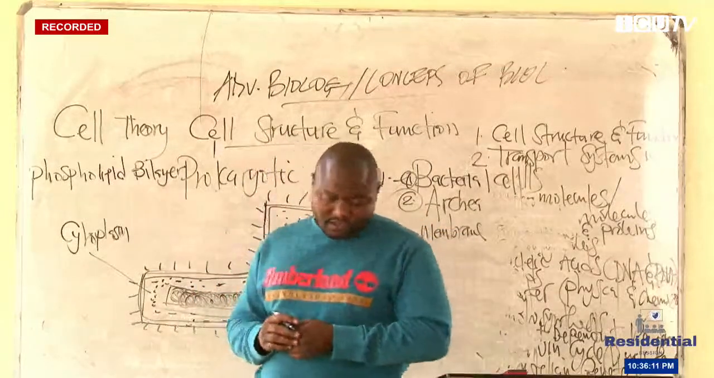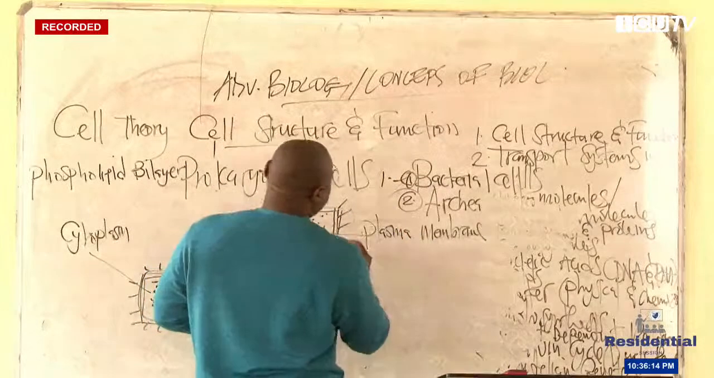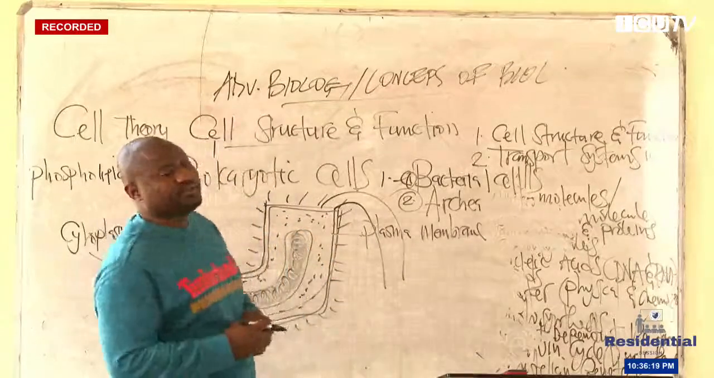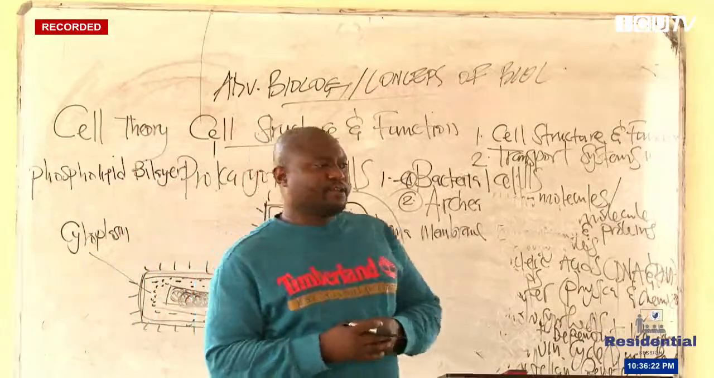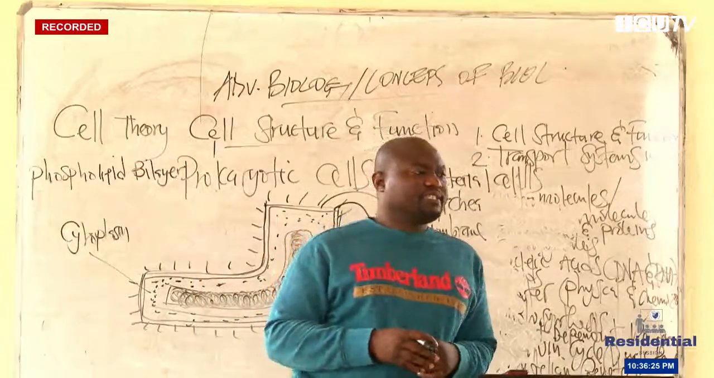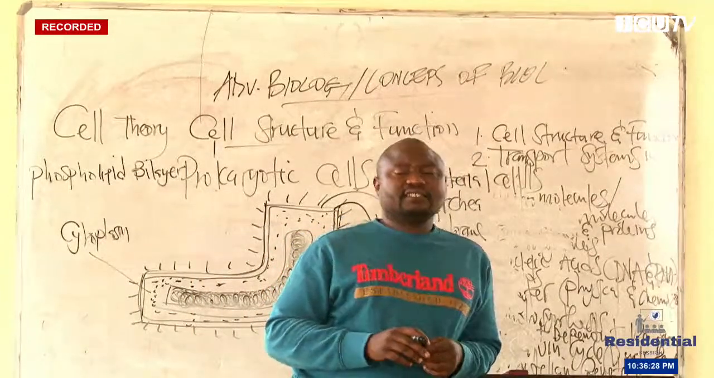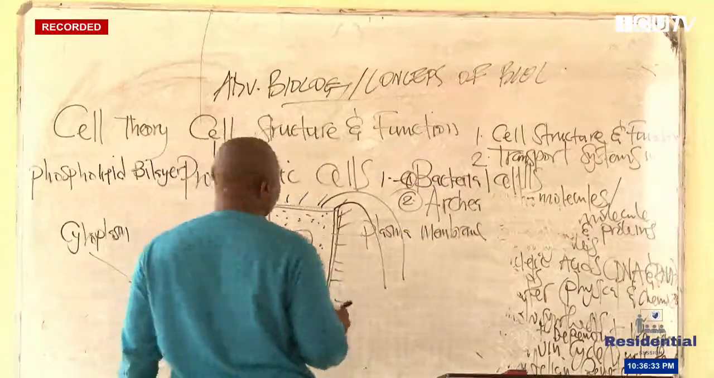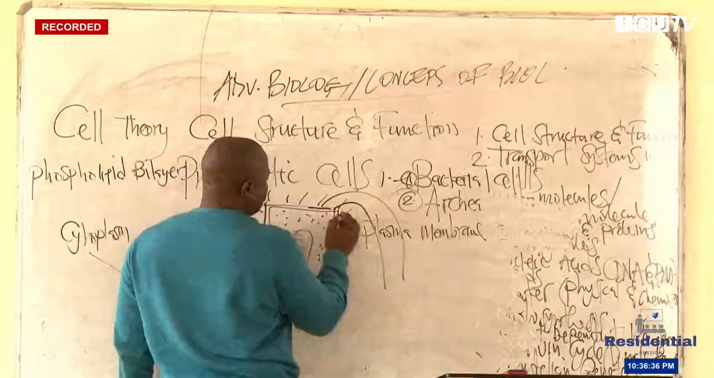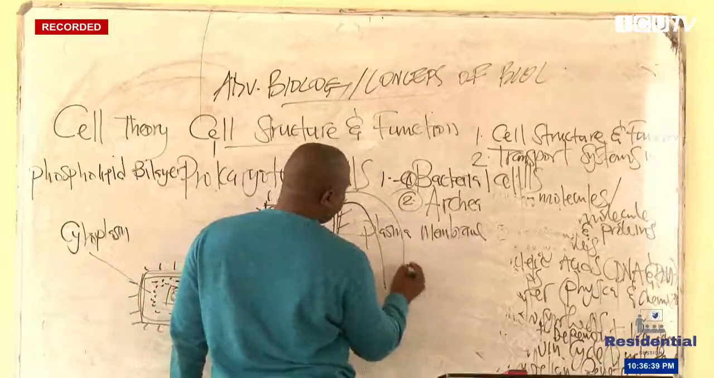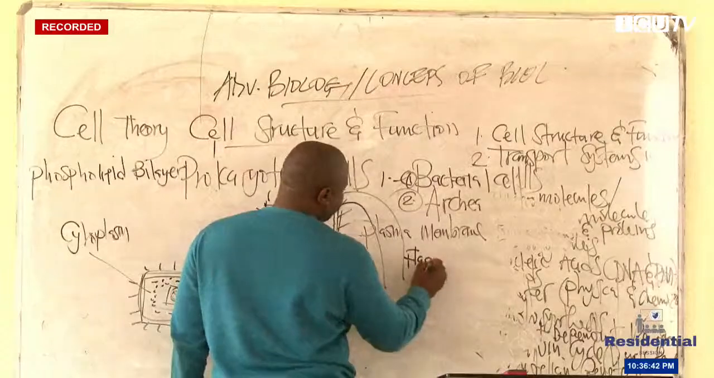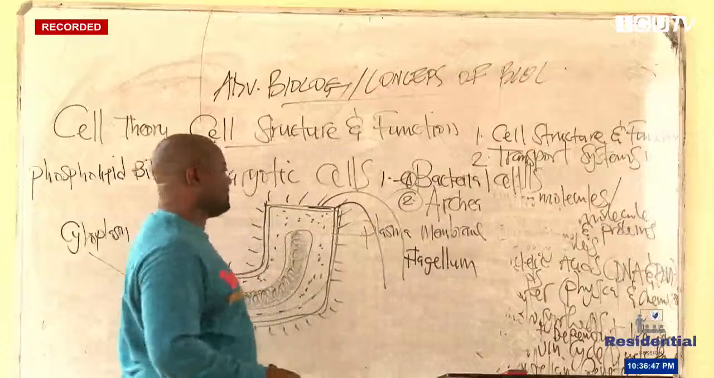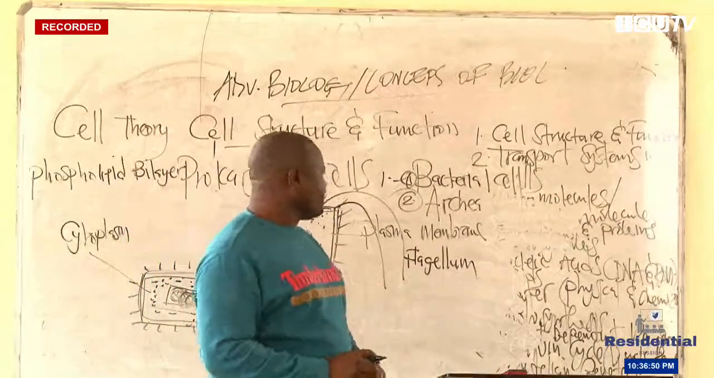Again, if you look closely, you find that usually these bacterial cells have tail-like structures. Do you get it? These tail-like structures are referred to as flagella. That is the plural, and flagellum is the singular.